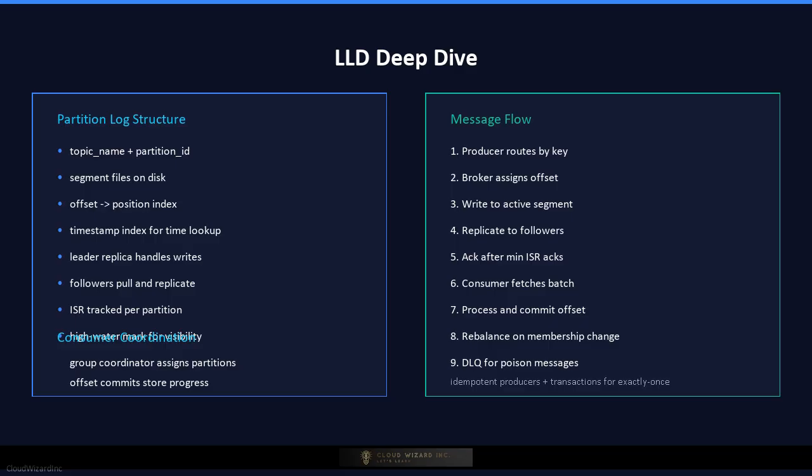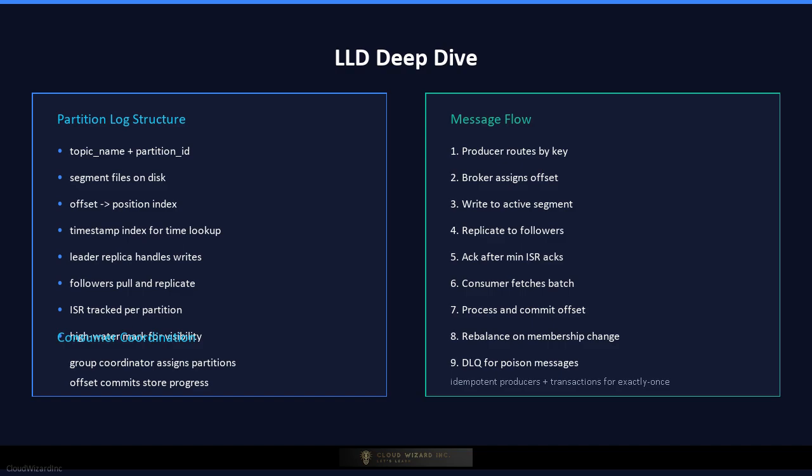The consumer fetch request specifies the topic partition and the next offset. The broker reads from the segment and returns a batch of records. The consumer processes the batch and periodically commits its offset, either automatically or manually.